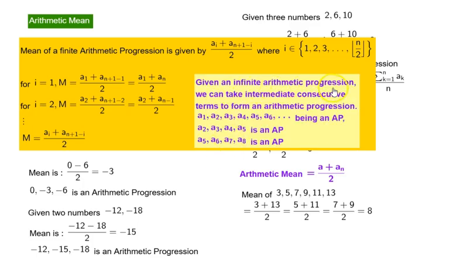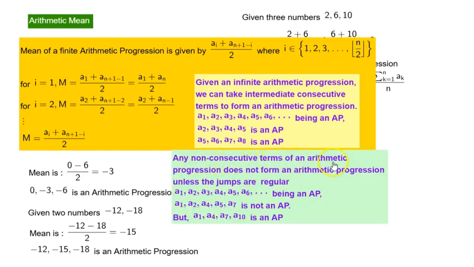Given an infinite arithmetic progression, we can take intermediate consecutive terms to form an arithmetic progression. So if we have a1, a2, a3, a4, a5, a6, and so on as an AP, then a2, a3, a4, a5 is an AP. a5, a6, a7, a8 is an AP. Any non-consecutive terms of an arithmetic progression do not form an arithmetic progression unless the jumps are regular.